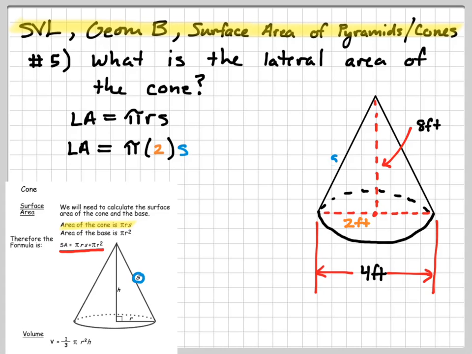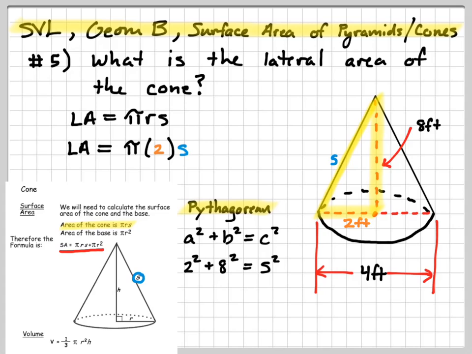But what I don't know is the slant height. I apologize if my s's look like 5s, but that's an s. You should notice here that I do have a right triangle. So in order to find that slant height, I'm going to go ahead and use the Pythagorean theorem, which is a squared plus b squared equals c squared. I plug in 2 for my a, I plug in 8 for my b, equals s squared. I'll go ahead and replace that c right now with s, which is slant height.